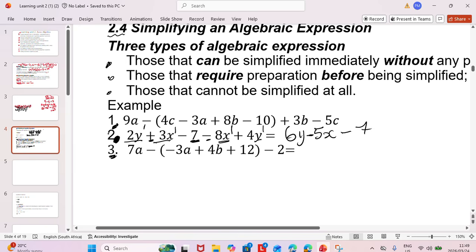But looking at number 3 and 1, you need to prepare the algebraic expression. So let us just do example number 3. 7a minus open bracket minus 3a plus 4b plus 12 minus 2. So what you need to do here, guys, is to firstly check inside the brackets. Do we have like terms? No. We only have 1a to the power of 1, 1b to the power of 1 and one numerical value. We don't have like terms. The only thing that we need to do now is to just apply the distributive law.